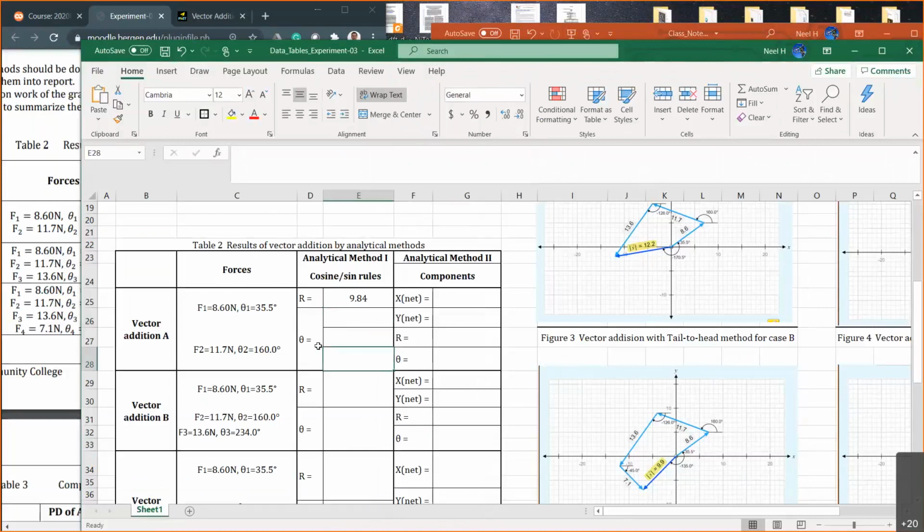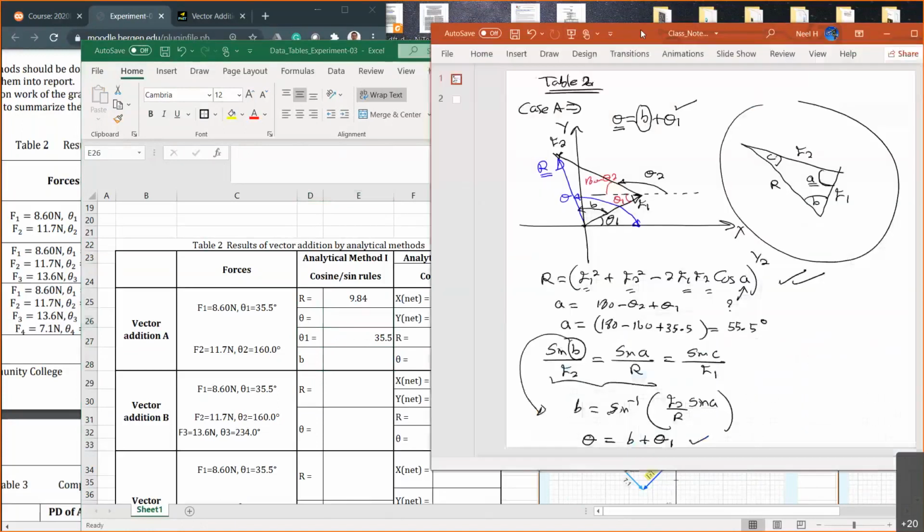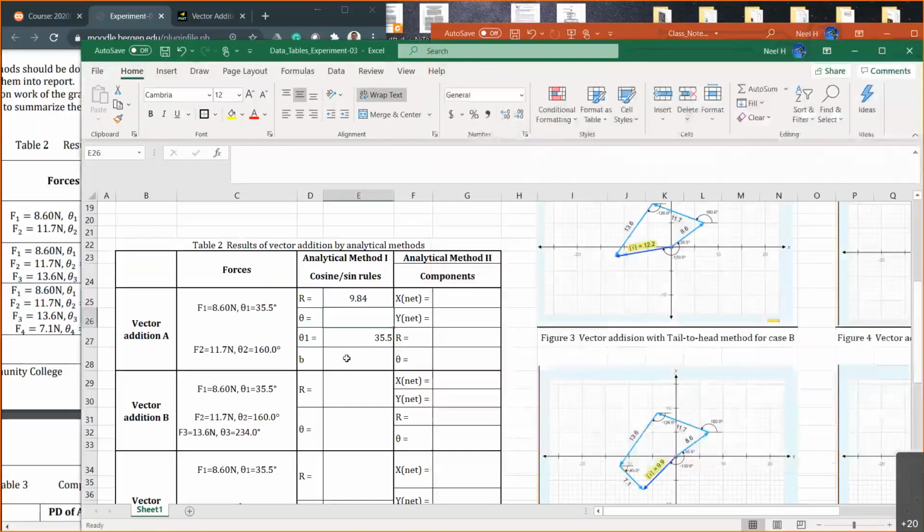Okay, let's calculate the B here first. Let's unmerge this one too. I'm going to calculate B here, and then theta 1 you can add on here. You can edit those things, it's not really difficult. Theta 1 is 35.5, and we need to add 35.5 and B to get theta here. That's the plan, what we understood earlier by looking at that diagram. B is sine inverse of F2 sine A over R. Now I have to do the sine inverse function here, equal sign.